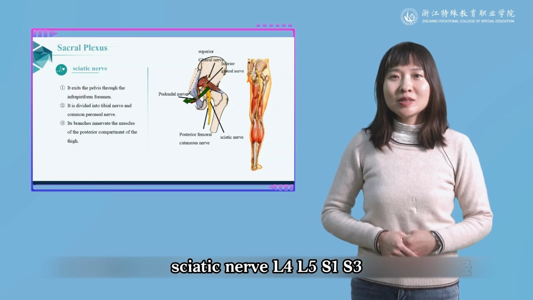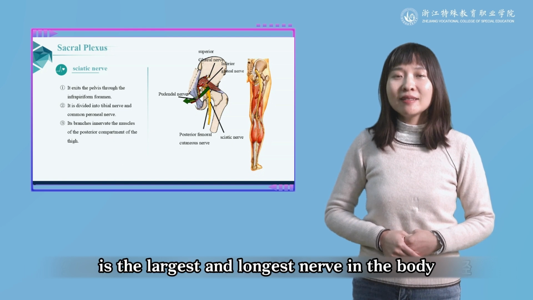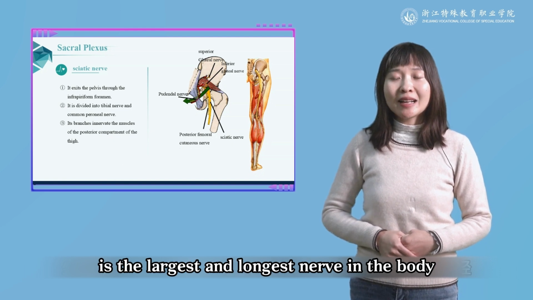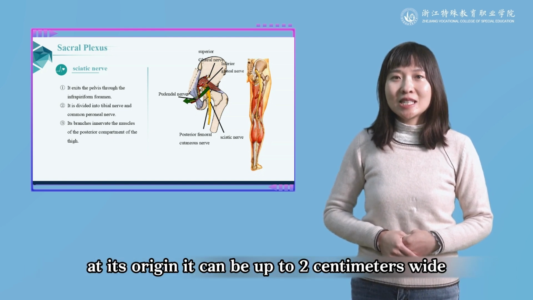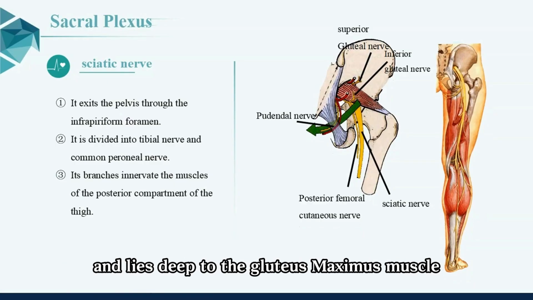Sciatic nerve, L4, L5, S1 to S3. The sciatic nerve is the largest and longest nerve in the body. At its origin, it can be up to 2 centimeters wide. It exits the pelvis through the infrapiriform foramen and lies deep to the gluteus maximus muscle.